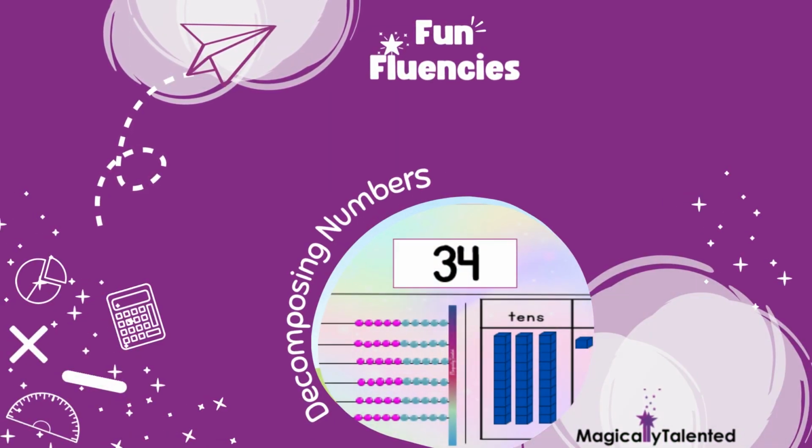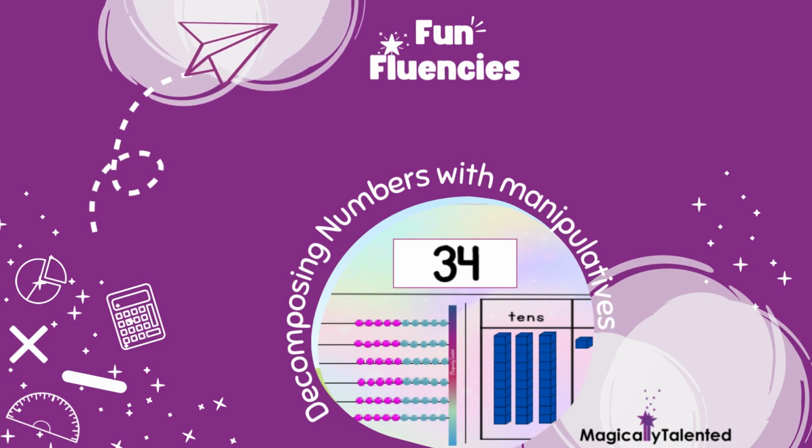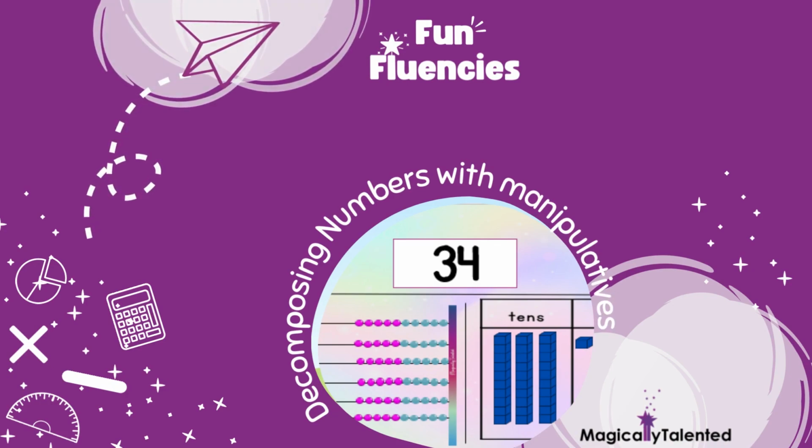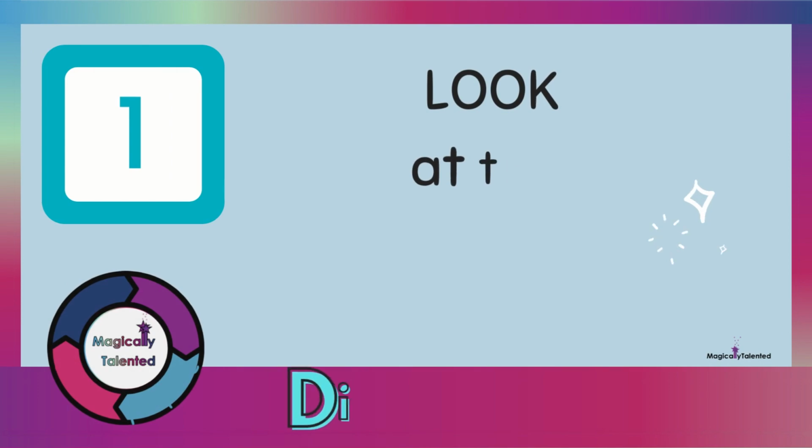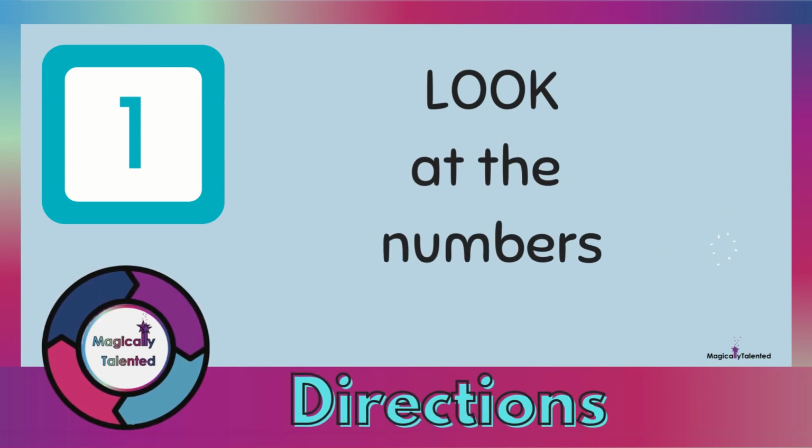In this episode, we will learn more about place value by decomposing tens and ones. We can use this strategy in 4 easy steps. First, look at the number. We always want to start by focusing our attention on the number.